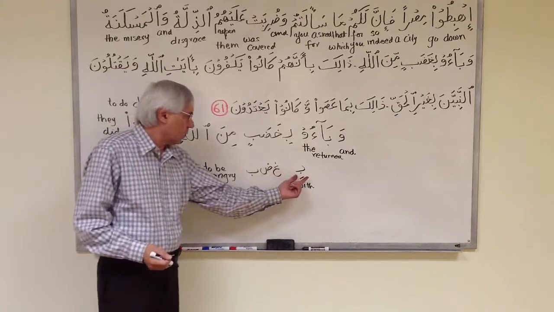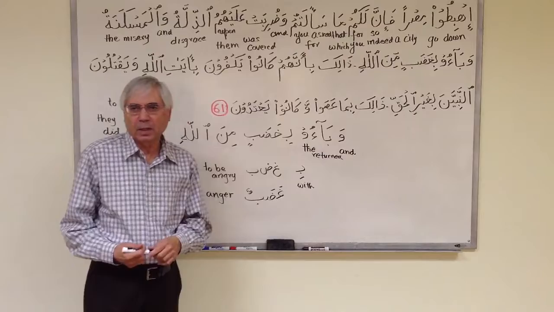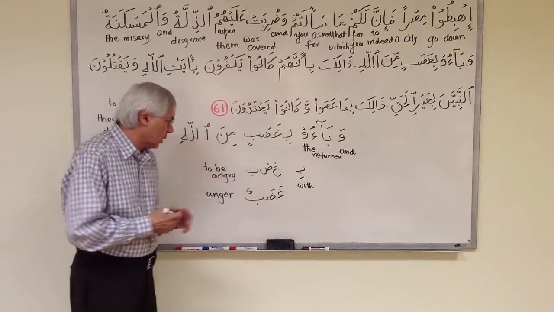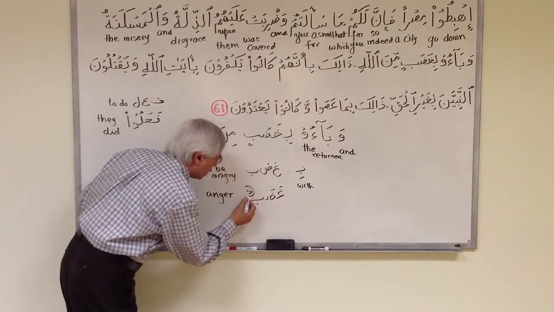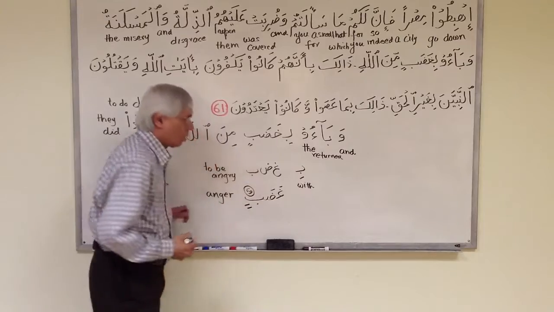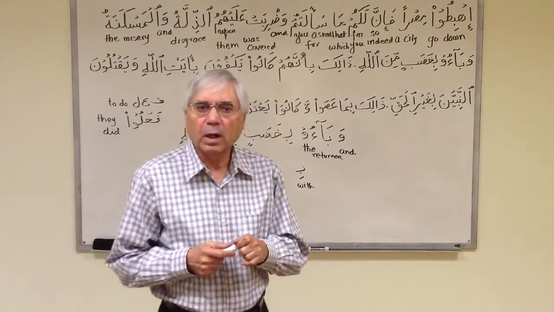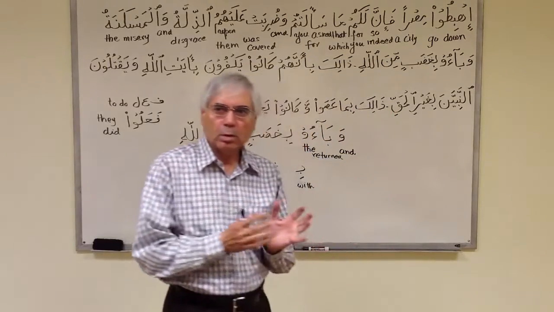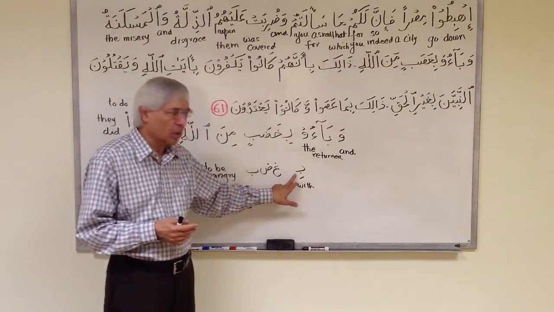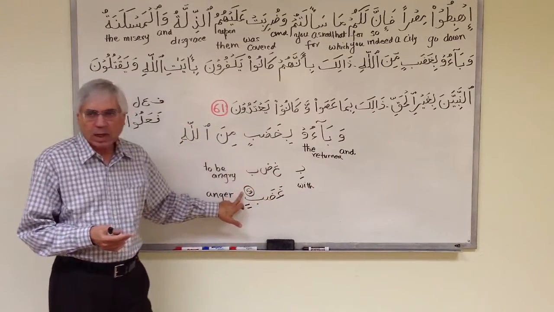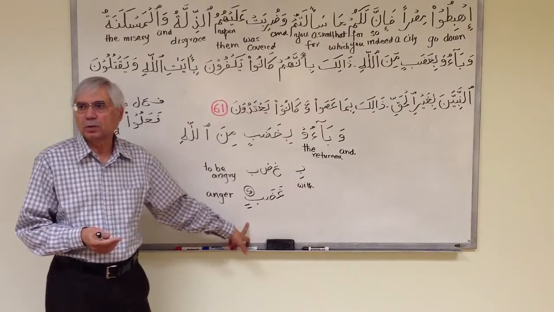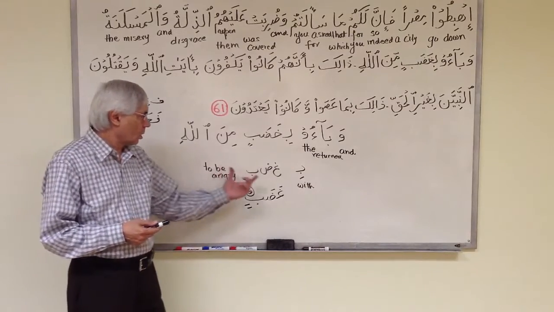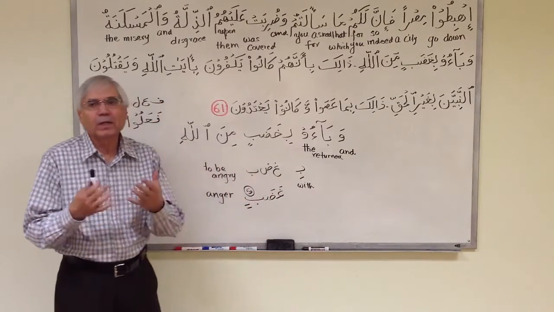Also, this letter ba with the kasra in the beginning is a harf jar. So whenever a harf jar comes, it changes these two dhammas into two kasras. And you pronounce bi ghadabin. Separately it is ba and ghadabun. But when you combine these, the effect of this harf jar applies on the last two dhammas and their sound changes into two kasras. So it becomes ghadabin. Bi ghadabin means with anger.